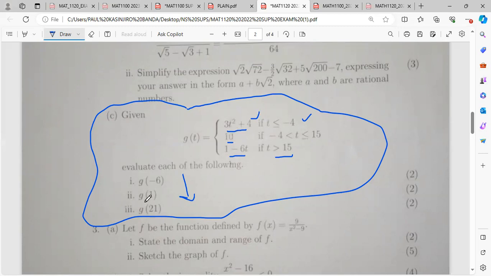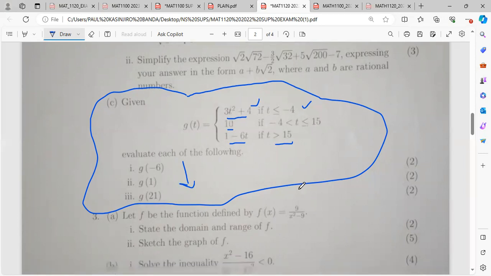Then for this g of 1, which equation are we going to use? We can see that it's in this range from minus 4 to 15. The 1 is somewhere in between there. So for this one, we are going to use the equation, the 10 there. Then this one is g of 21, meaning which equation are we going to use? We're going to use the third one. We can say that t is greater than 15, 21 is greater than 15.